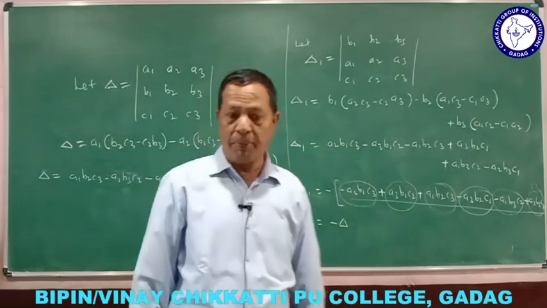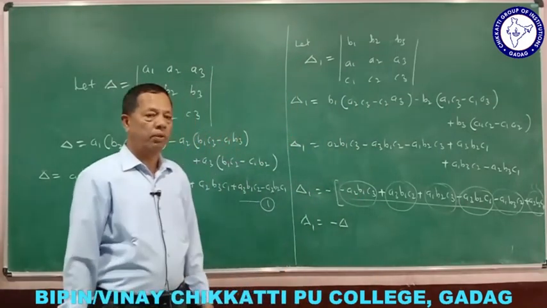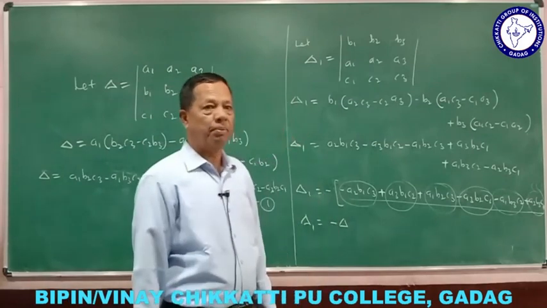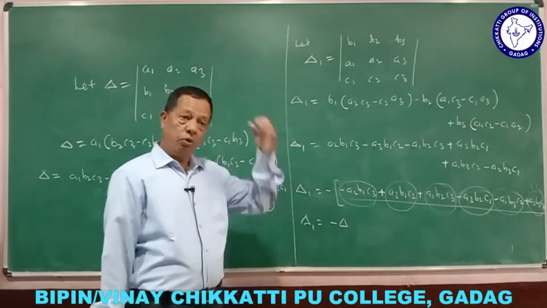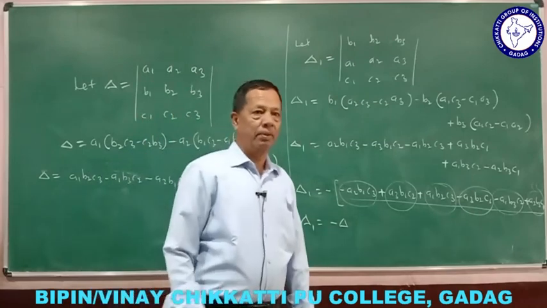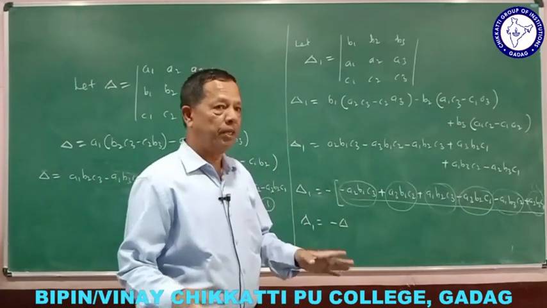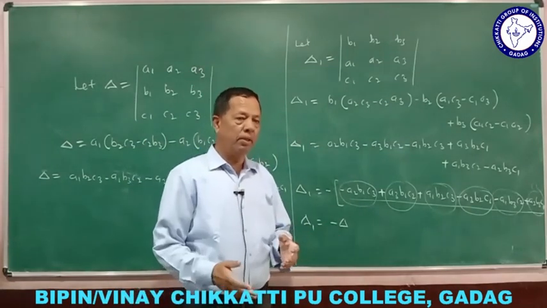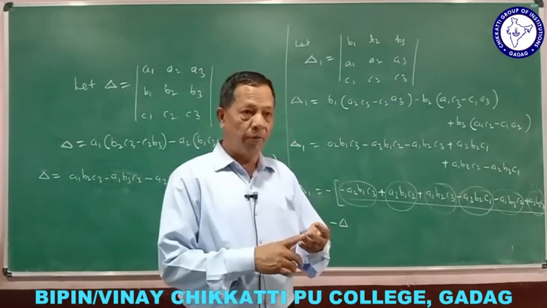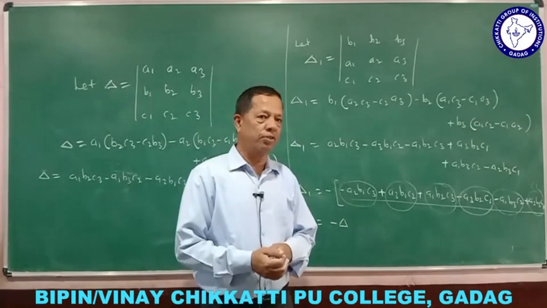Hence the property. What is that property? In a determinant, if two rows or two columns are interchanged, then the sign of the determinant changes. I have told you five properties in total. First property, when the rows and columns are interchanged, the value of the determinant is unchanged. Second property, if two rows or two columns are interchanged, then the sign of the determinant changes. Third, if two rows or columns are identical, the value of the determinant is zero.